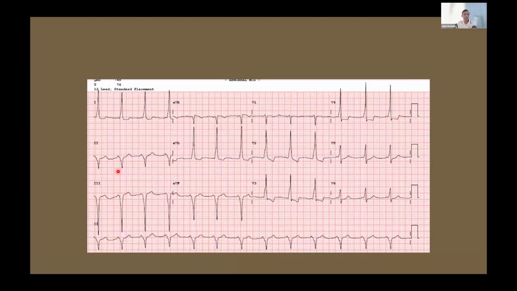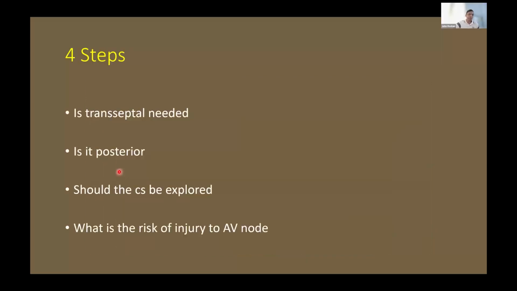So essentially, when we look at the steps involved: is a transeptal puncture needed? Look at how it is in lead V1 and 1 and AVL to decide whether it's left-sided or right-sided. Is it posterior or not? Look at the inferior leads 2, 3, AVF to decide whether it's posterior. Should the CS be explored? If you have a QS complex in lead 2, then you will have to think of the CS having to be explored in a posteroseptal pathway.